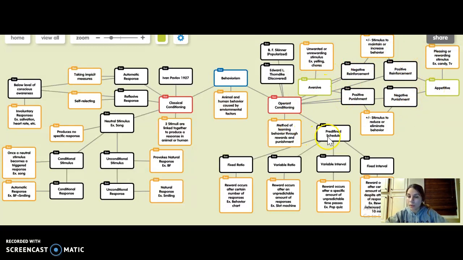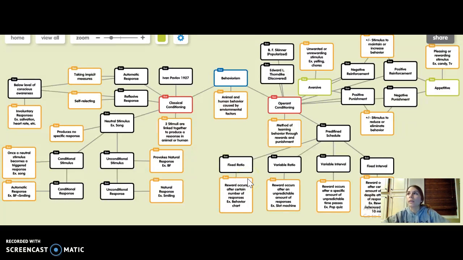Now we're going to move on to the bottom for predefined schedules, right here where my cursor is. So there are 4 types of schedules. We have fixed ratio schedule, variable ratio schedule, variable interval schedule, and fixed interval schedule. So let's start off with fixed ratio. Fixed ratio schedule is a reward that occurs after a certain amount of responses.